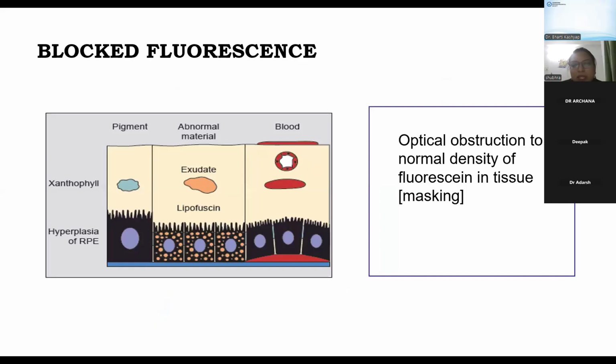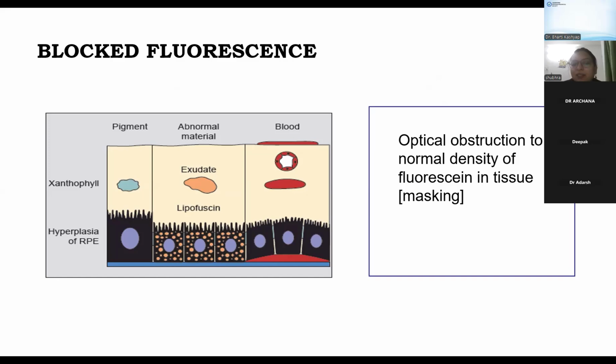Next, coming to things that have hypofluorescence. Now, first is blocked fluorescence. That means there is something that is blocking the light to be captured by the camera. So it can either be any pigment, it can be an abnormal material, or it can be blood. Okay. So pigment like xanthophylls, that is in the normal foveal avascular zone, these block the fluorescence. Abnormal materials can be any hard exudate, any lipofuscin.